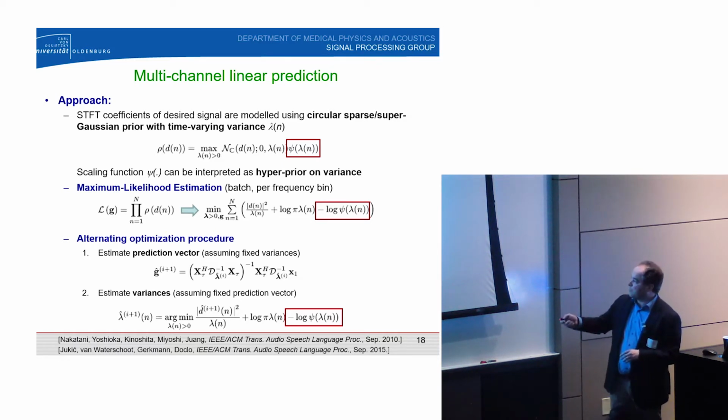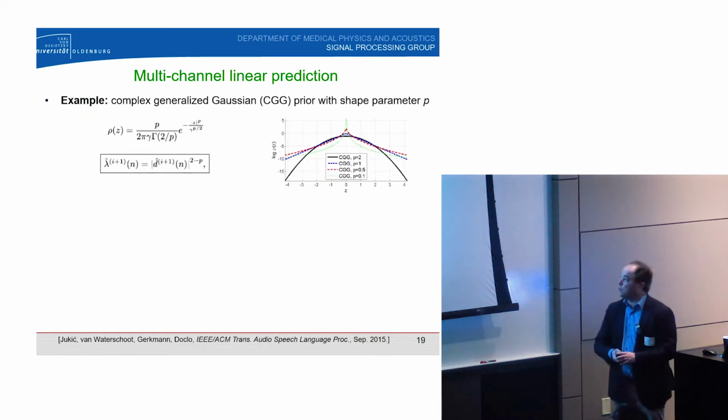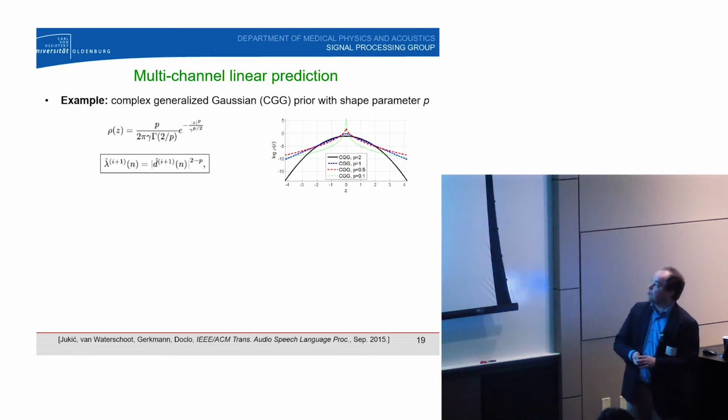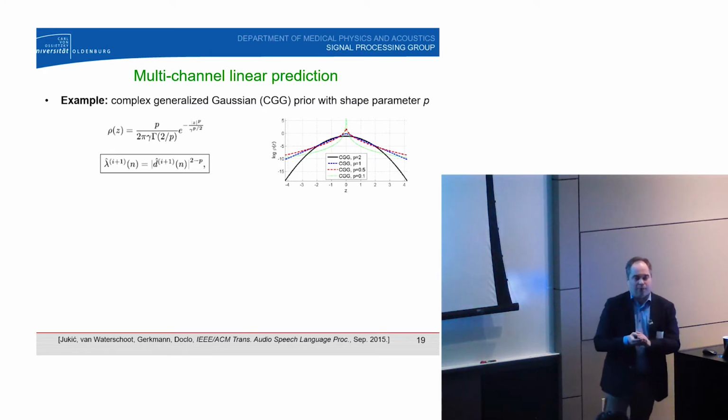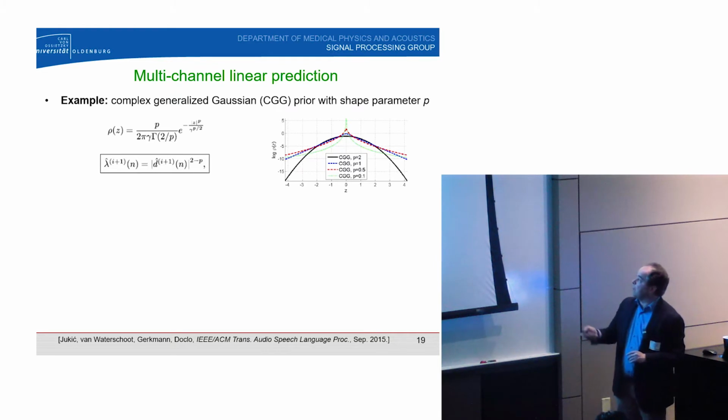If you use the circular sparse prior, there's still the scaling function in the update. But if you, for example, use a quite general complex CGG prior, a complex generalized Gaussian prior with a certain shape parameter, we can actually change the shape parameter and try out different kinds of circular sparse priors. For example, for a very small value of P, this is a very peaky, so very sparse prior, whereas for P equal to 2, this is just a Gaussian prior.